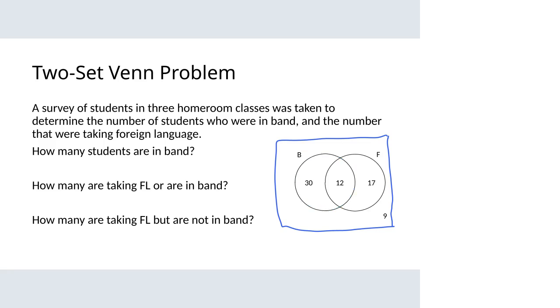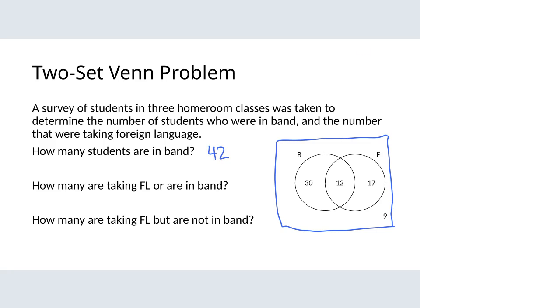So let me ask you this. These people are in band. Tell me about these 12 people. What are they doing? Band and foreign language. Perfect word, Courtney. I love it. Those people here are in band and foreign language. So are they in band? They sure are. Don't overthink it. How many are in band? Anybody inside the B circle is in band. So we count the 30, we count the 12. There are 42 that are in band. If you're in the B circle, you're in the band.